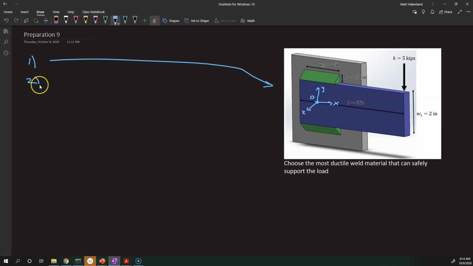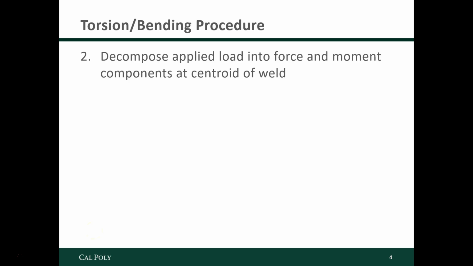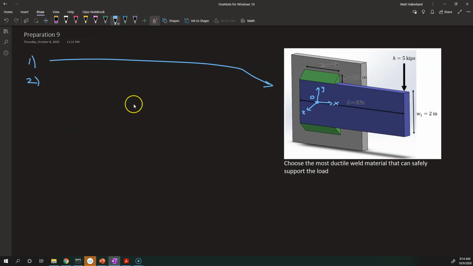Step two, decompose the applied load into force and moment components at the centroid of the weld. All right, so what we need to do is determine what forces and moments that could be applied here would make for static equilibrium with this applied force. So let's go ahead, and I'm going to draw that coordinate system again, but I'm going to do it from the XY plane. I'll draw our part as though it's a lot skinnier.